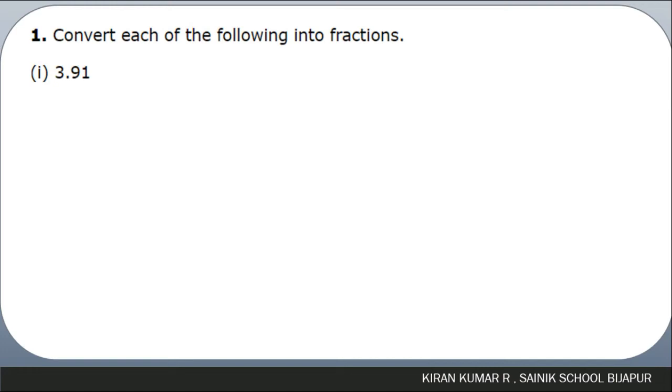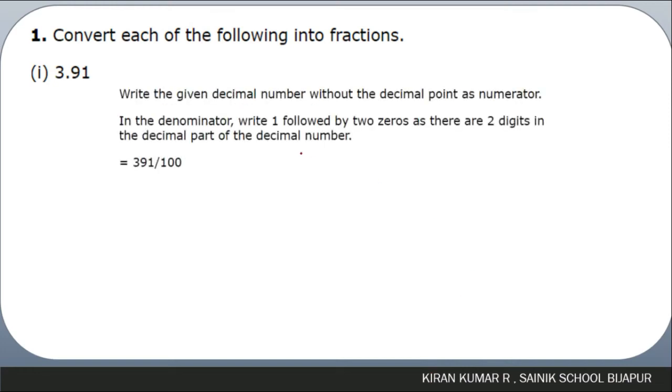Let's convert 3.91 into fraction. Write the given decimal without the decimal point as a numerator. In the denominator 1 is followed by 2 zeros because there are 2 decimal places in the decimal number. Here there are 2 decimal places, so 1 is followed by 2 zeros. So 391 upon 100 is the fraction, which is the same as 3.91.